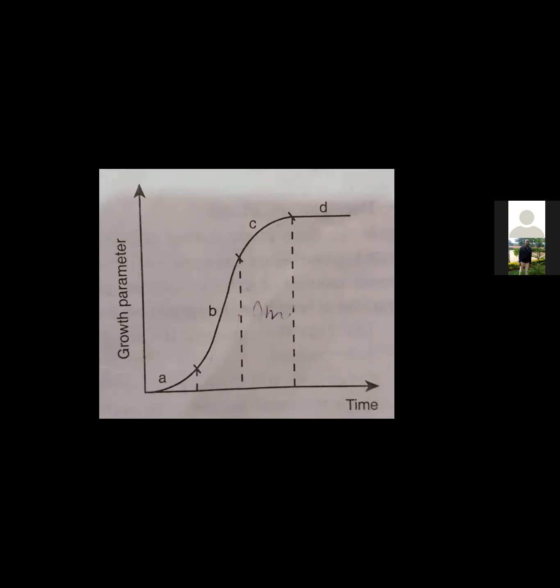Roman 2, fewer cells are still dividing. Roman 3, environmental factors, that is external and internal factors, such as shortage of oxygen and nutrients due to high demand by the increased number of cells.